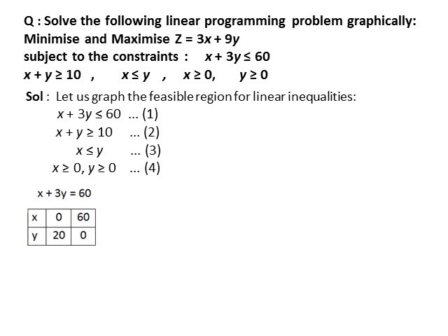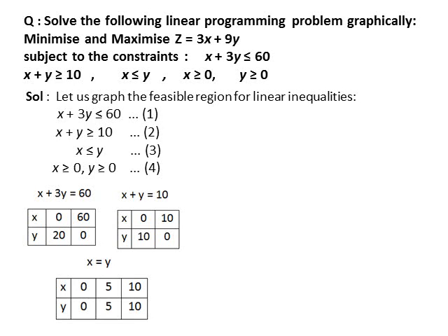For x plus 3y equals to 60, when x is 0, y is 20, and when y is 0, x is 60. For x plus y equals to 10, when x is 0, y is 10, and when y is 0, x is 10. For x equals to y, when x is 0, y is 0. So in this equation we choose two more values of x and y. That is, when x is 5, y is 5, and when x is 10, y is also 10.